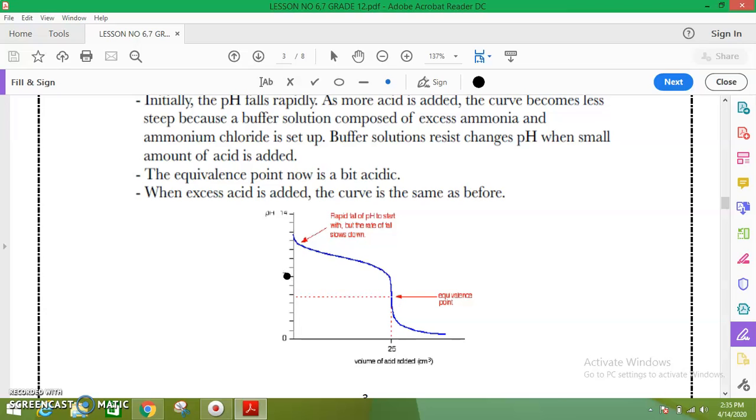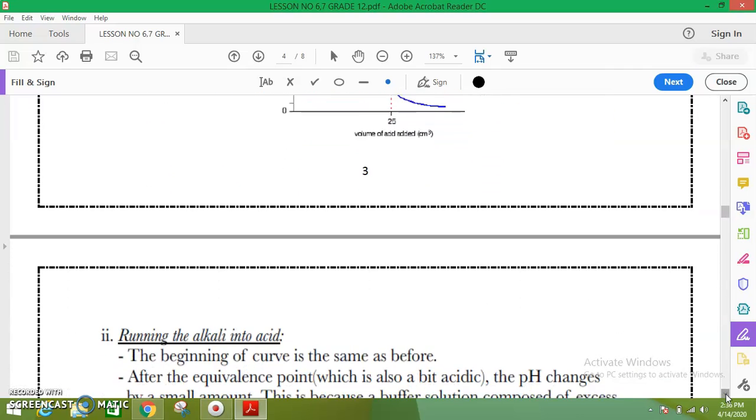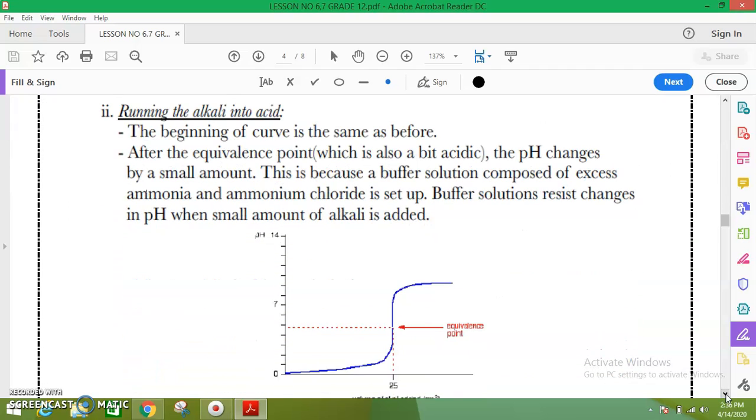So look here at 7, this vertical line, if you get more below the 7, it means the acid is strong. If it is above the 7, it is a strong base. And draw this dotted red line, which actually indicates the equivalence point where the reaction is complete, or where the color changes from colorless to pink or any other. It depends upon the indicator. The second way, running alkali into acid, we will start from 0.